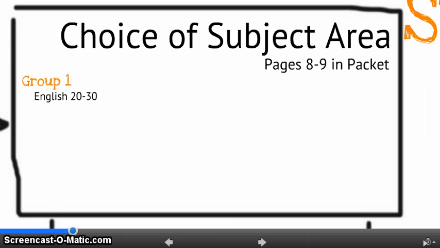Group 1, you can choose anything related to English and literature. It's basically analysis of a novel or two novels that were originally written in English. We typically have 20 to 30 students choose Group 1 each year.